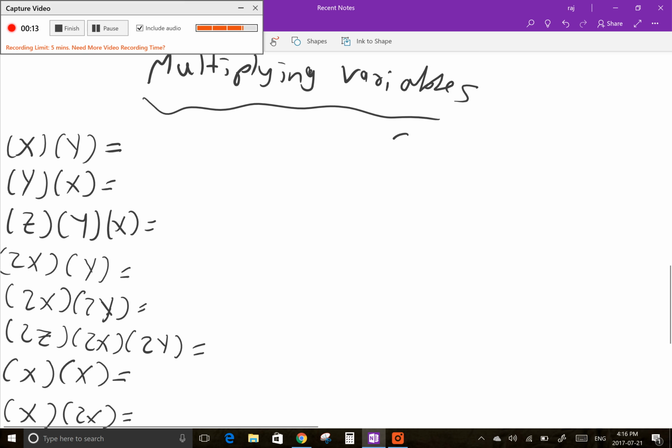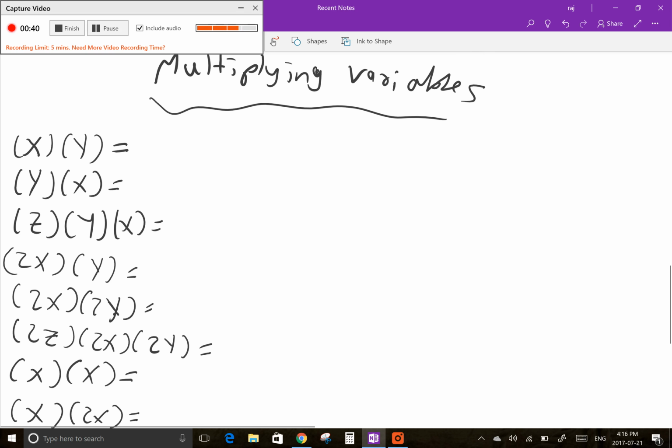Now, multiplying, if there are brackets for two variables, this means the two variables are multiplying. Okay, so just remember that rule. So if it was 2 bracket 2, the answer would be 4. It would be considered as 2 multiplied by 2. All right, so brackets means multiplication.